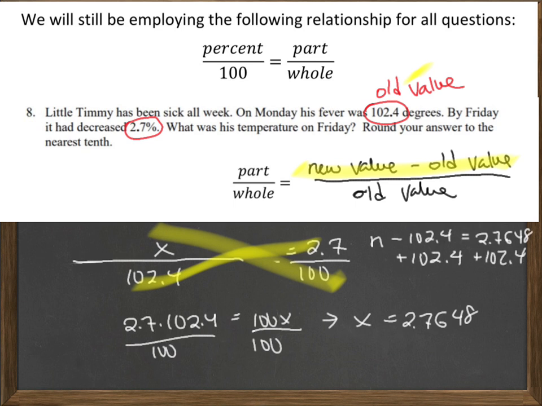However, we have a little bit of a tricky problem here, because this looks like his temperature is increasing, doesn't it? But what did it do? It actually decreased by 2.7%. So this number, we actually need to make it negative because it's actually being subtracted from his original temperature. So we have 102.4 minus 2.7648. And when we do that, we get 99.63 degrees Fahrenheit. So this is his new temperature.